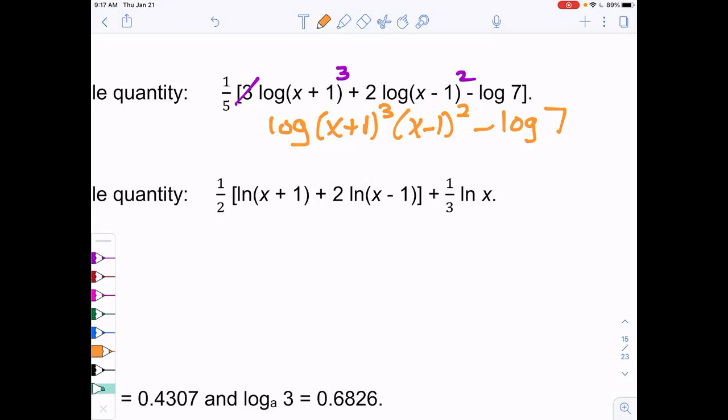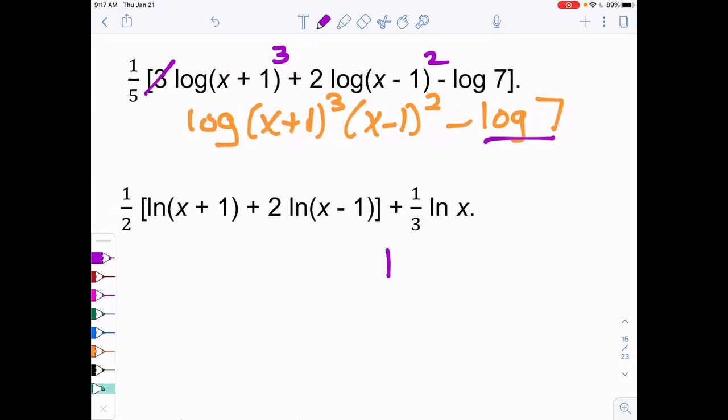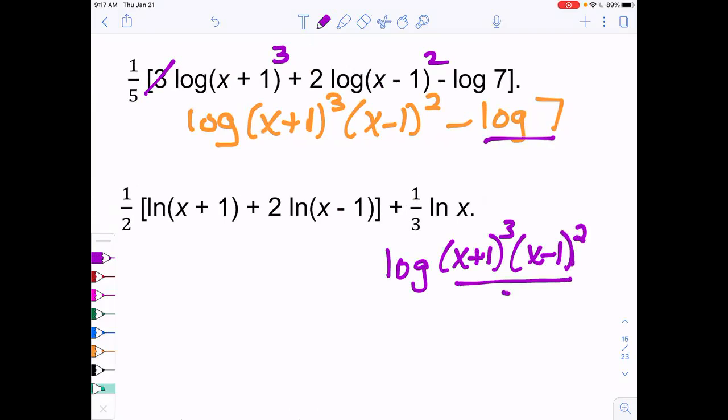I have the log of x plus 1 quantity cubed, x minus 1 quantity squared, and then minus the log of 7. So Jeremy, a subtraction sign, if I'm trying to condense, means divide. So this minus log 7, when we condense them, we will end up having the log of x plus 1 cubed, x minus 1 squared. The 7 goes underneath both of those quantities that are being multiplied together. I don't write the log twice. I don't write log divided by log. The 1 log is sitting out front.